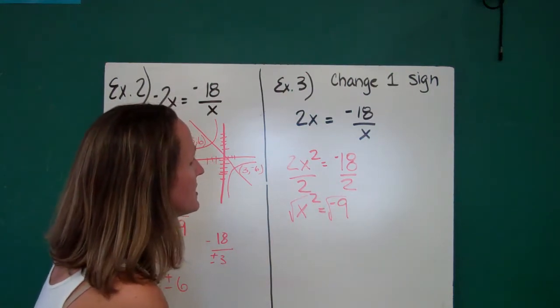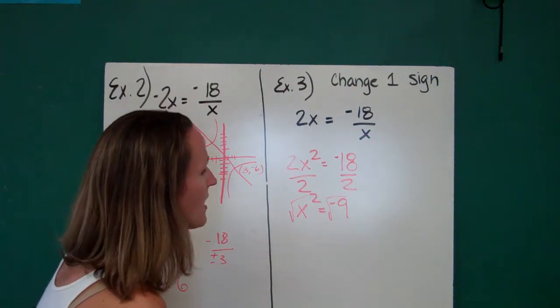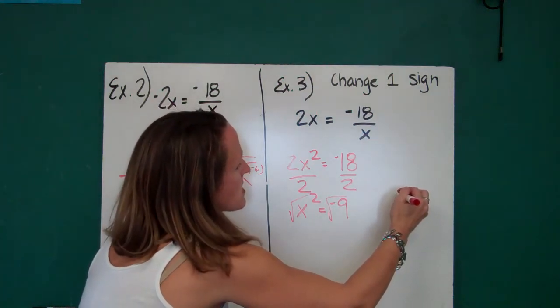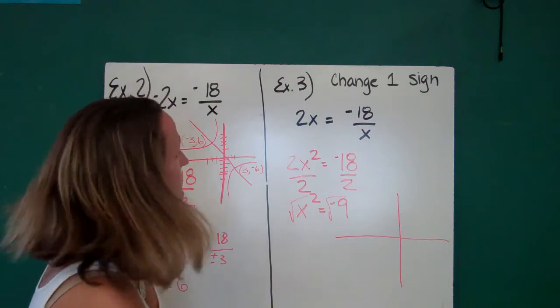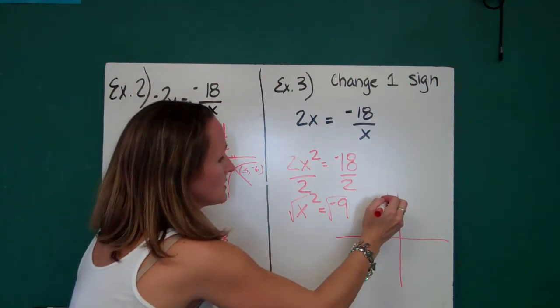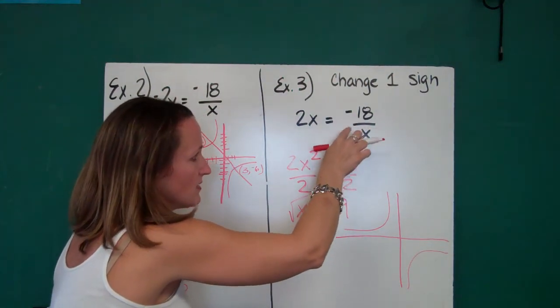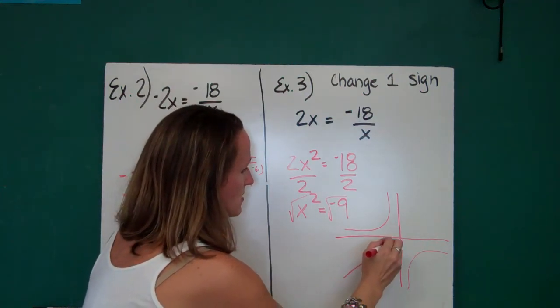Can't take a square root there. So what happens? I can't take the square root of negative 9. So what does that tell me? Well, if I had graphed it first, I would have known that this crosses here and here, because this is negative inverse variation, and this line looks like this.